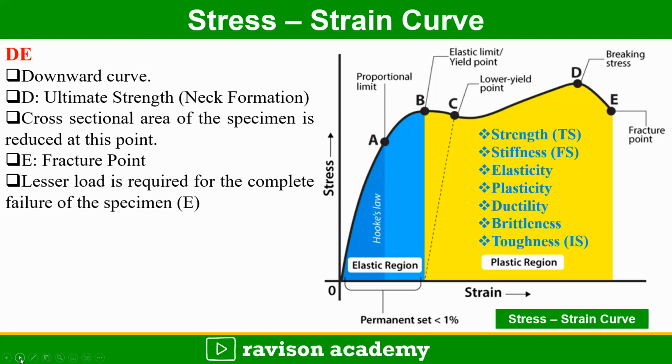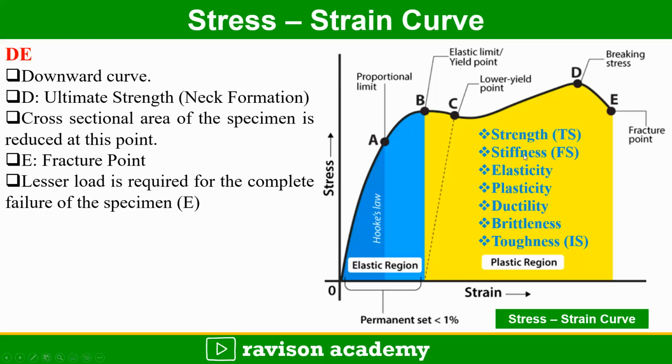So D to E is a downward curve. D represents the ultimate tensile strength, or the point that represents the neck formation, and at this point the cross-sectional area of the material is reduced, and E is the fracture point. With minimum load, the material fails at that particular point. From this stress strain curve, we can find out the tensile strength. From point D, project a horizontal line, it represents the stress on the y-axis. So we can measure the strength, and we can measure the stiffness.